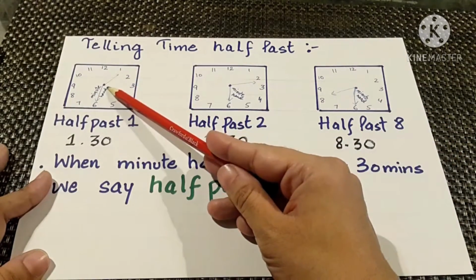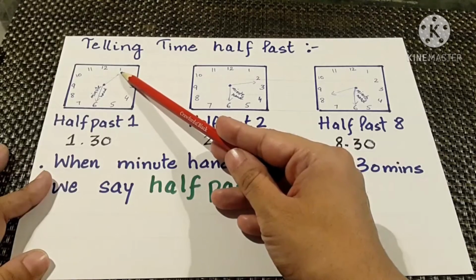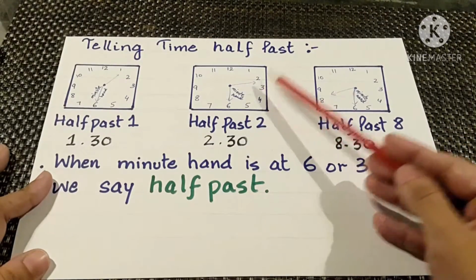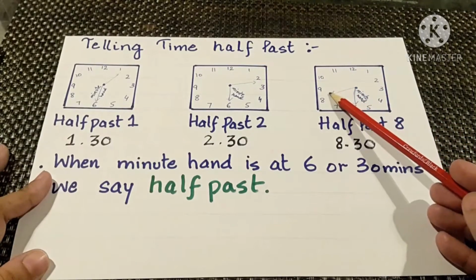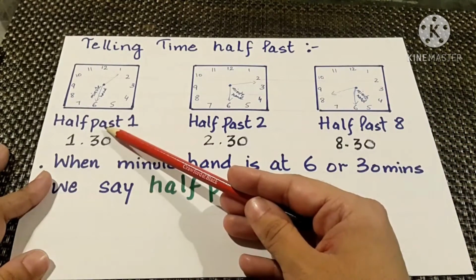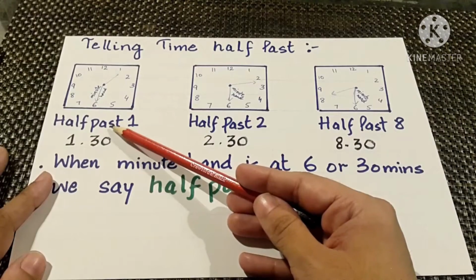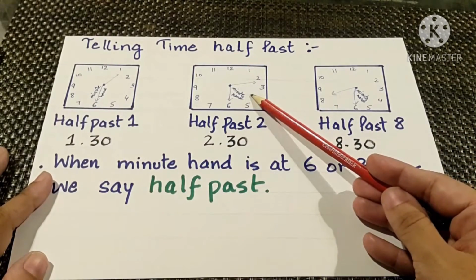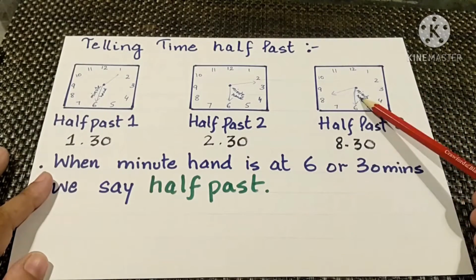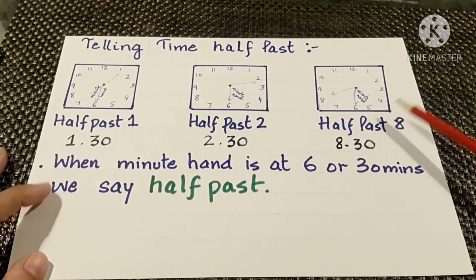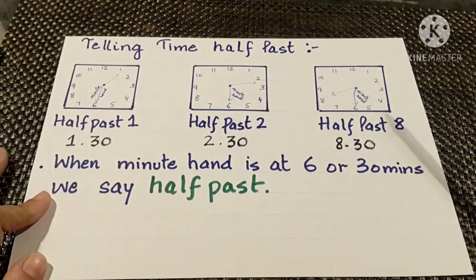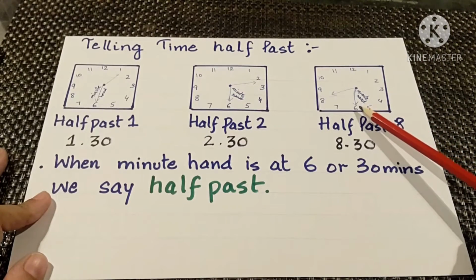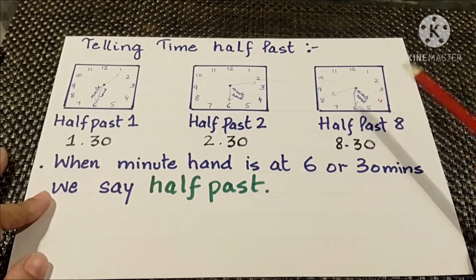Whereas the hour hand is between 1 and 2. Here the hour hand is between 2 and 3. Here it is between 8 and 9. In the first clock the time is 1:30. Here 2:30. Here 8:30. What we have to remember is when the minute hand is at 6 or at 30 minutes, we say half past.